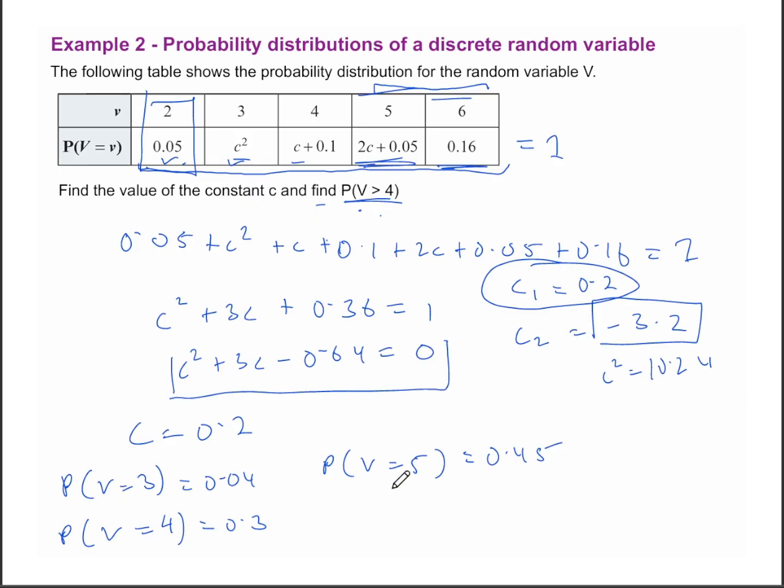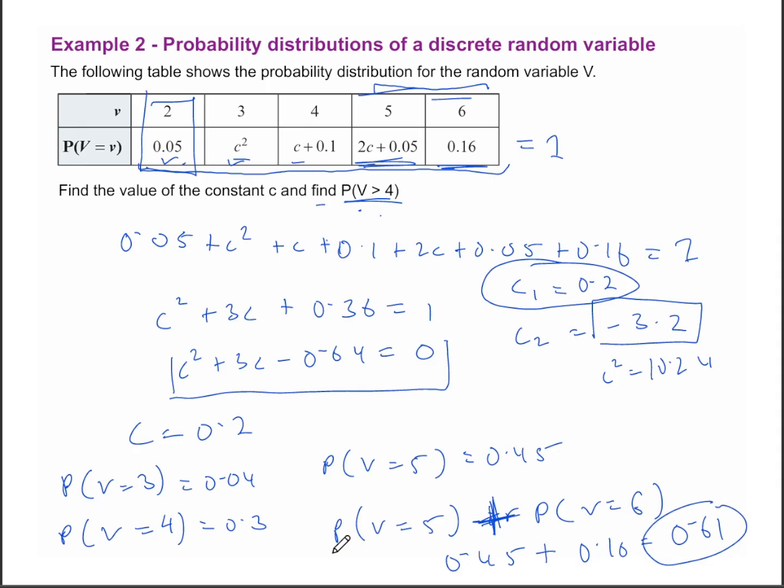If v can be 5 or 6, that means the probability of you having that will be the probability of you getting v as 5 or the probability of you getting v as 6, which means you will be adding those probabilities up. Adding them up will give you 0.45 as the probability of your discrete random variable being 5, plus 0.16, which is the probability of your discrete random variable being 6. And this in total will give you 0.61. That's going to be the probability that your discrete random variable is 5 or 6, and in other words, that your discrete random variable is greater than 4.